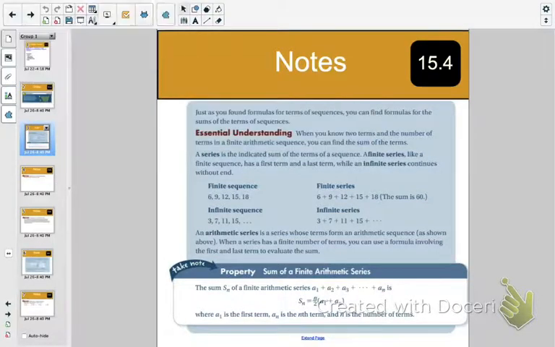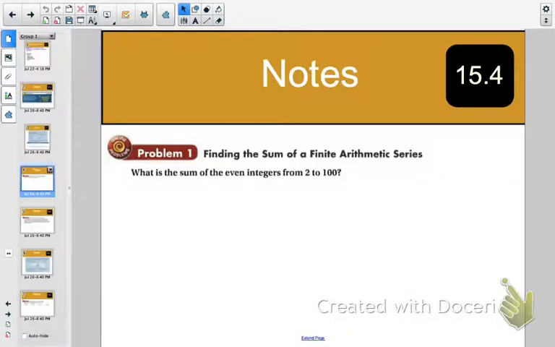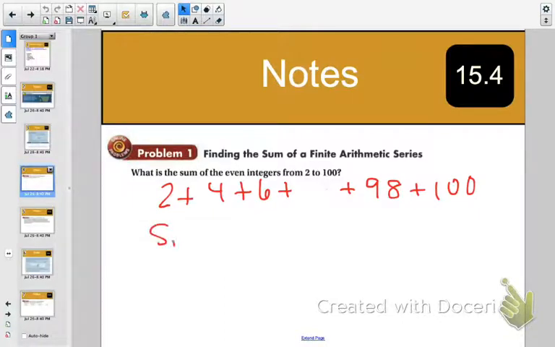Okay, so it says what is the sum of the even integers from 2 to 100? So you're just looking at even integers, so 2 plus 4 plus 6 plus all the way to 100. If we look at our formula, Sn equals n over 2 times a1 plus an, we can fill in 2 of these pretty quickly: a1, our first term, is 2. And 100 is our last term.